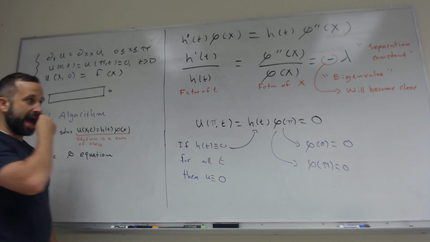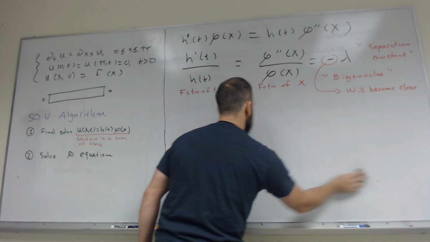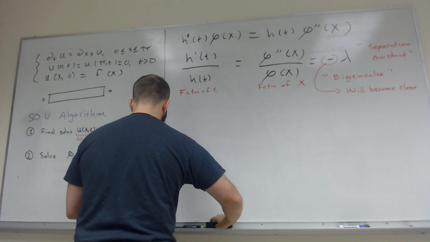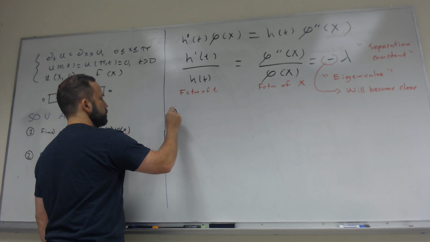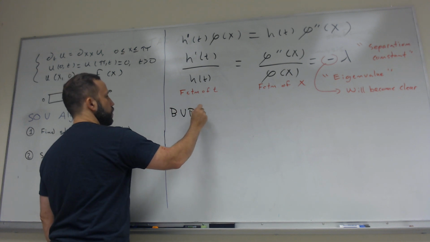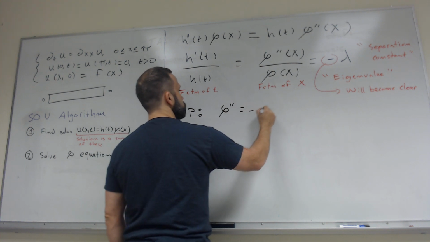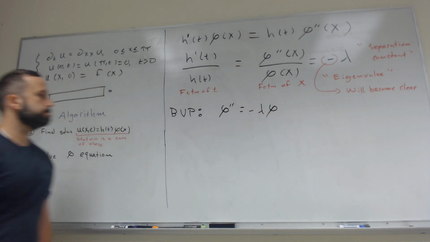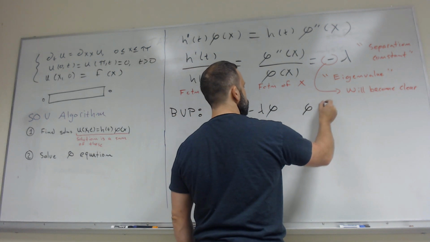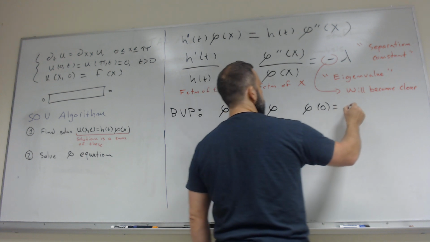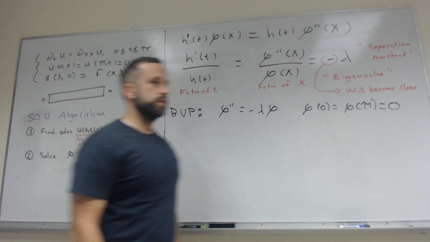So now we have quite a different type of equation that we're going to be dealing with. It's an ordinary differential equation, but it's called a boundary value problem. If I look at just my phi equation, I've got phi double prime is equal to minus lambda phi, and I've got these boundary conditions that say phi of 0 is equal to phi of pi, and they're both equal to 0.